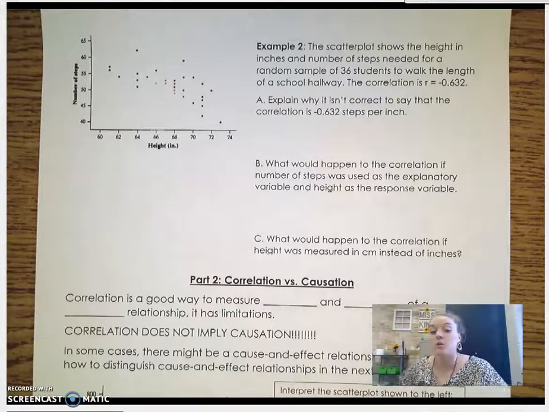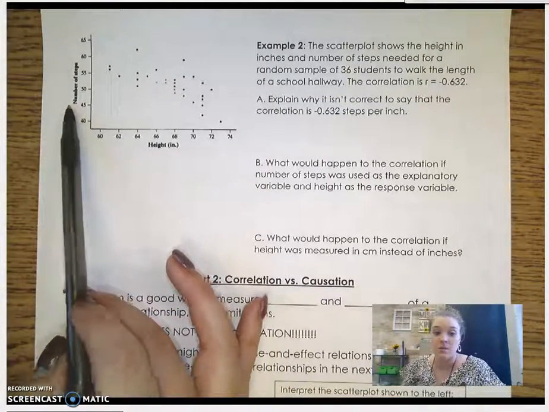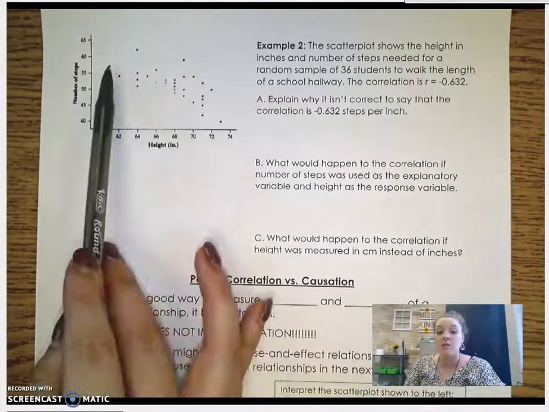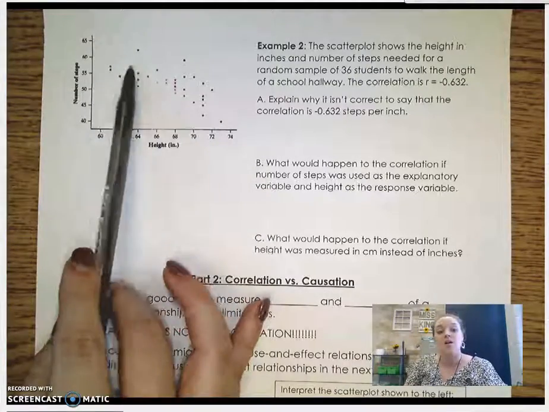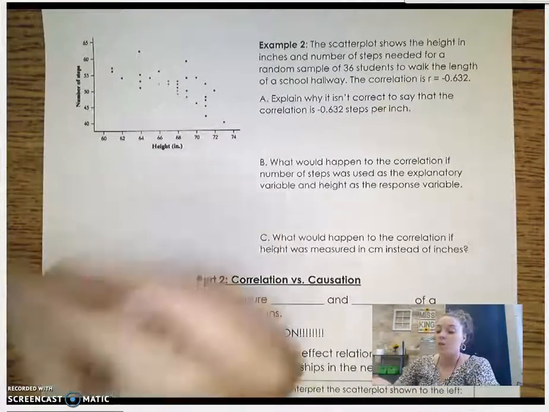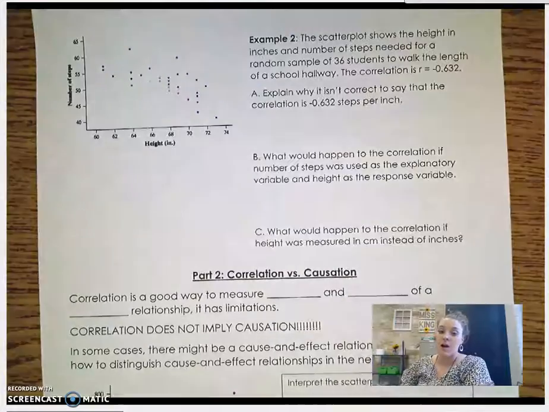Example number 2 also shows you a scatter plot, but they scaffold the questions to ask you specific questions about the correlation between height and the number of steps. So looking at this in your head, you should be thinking, is this positive or negative? If you read it from left to right, you're seeing it's going down, so it's negative. It also has a moderate to strong correlation because those points are pretty close together. There's not a whole lot of variability and spread around.